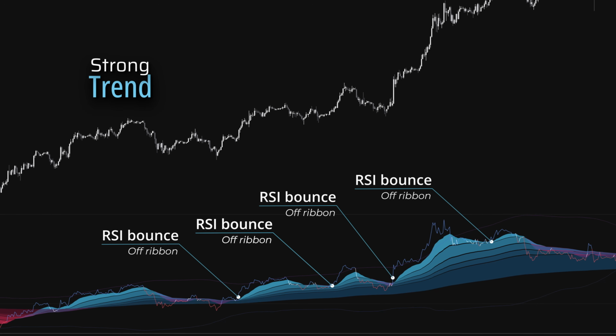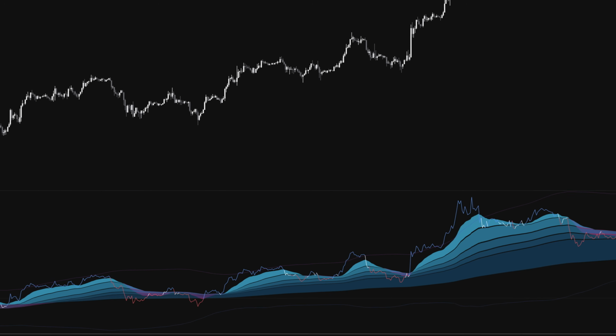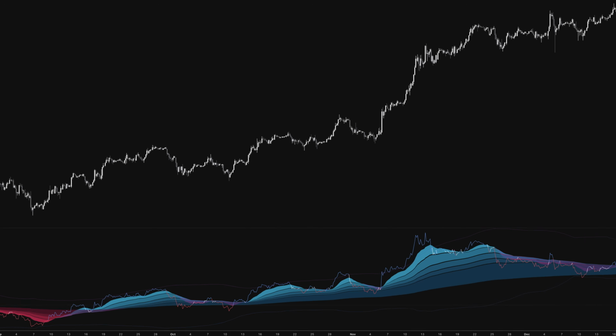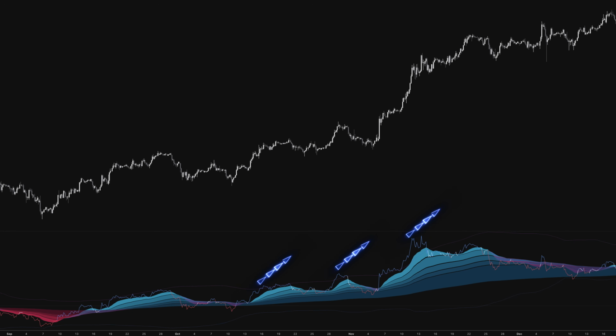Here's the discipline part. Don't enter just because the ribbons look aligned. You need confirmation first. Wait for RSI to cross through a Bollinger Band. Uptrend? Wait for it to break above the upper band. Downtrend? Wait for it to punch below the lower band. This cross proves the momentum engine is running.